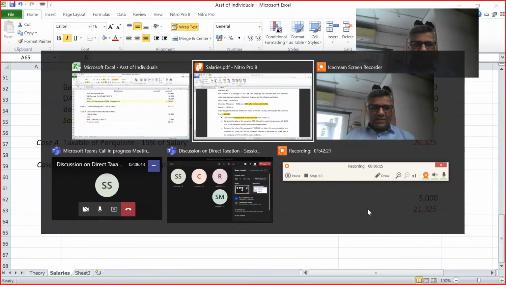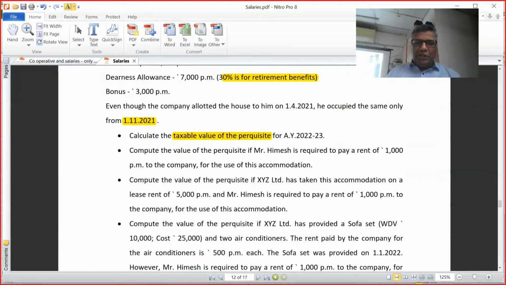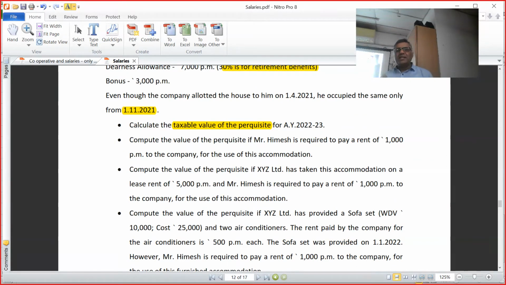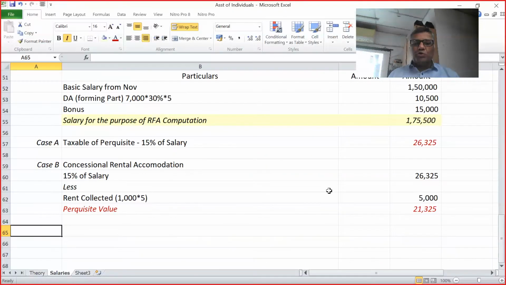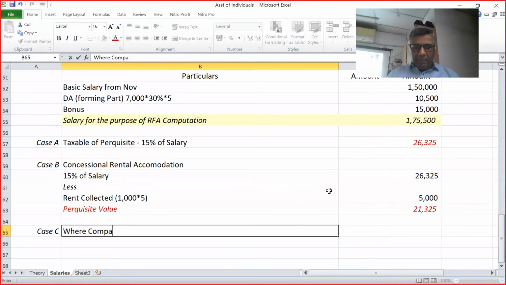Okay, friends. Compute the value of perquisite if the company has taken this accommodation on a lease rent of 5,000, this is what she was asking me. This is a case where the company itself takes it on lease and provides it to the employee, and recovers 1,000 from the employee. Case C, where the employer has taken the accommodation on rent and provided it to the employee.